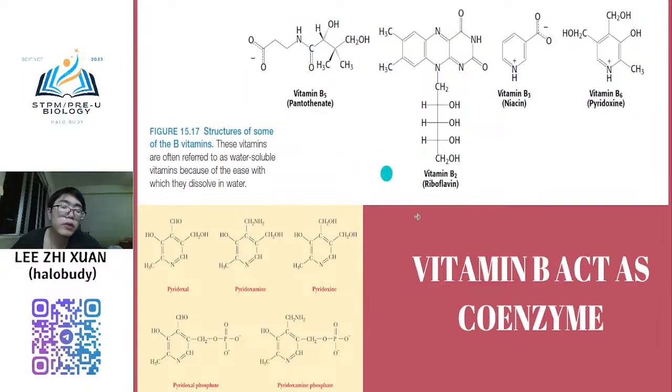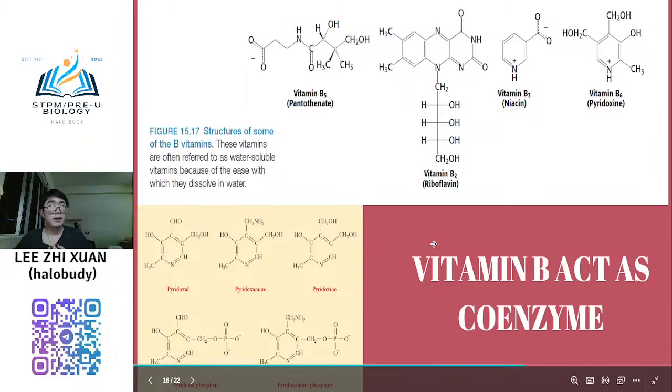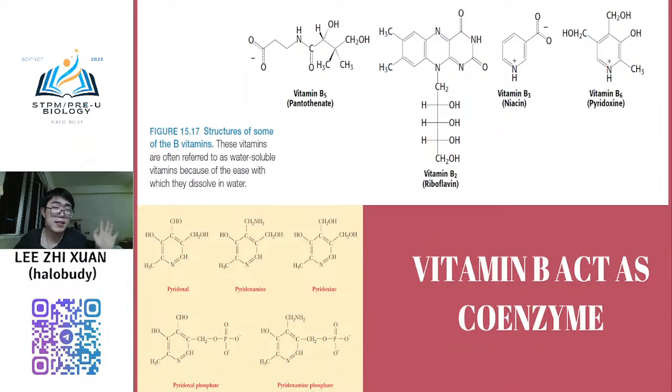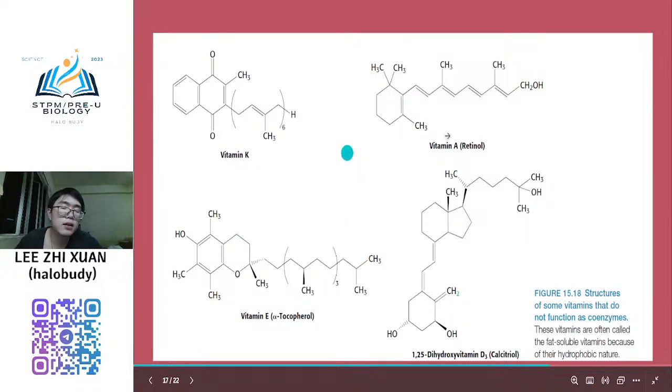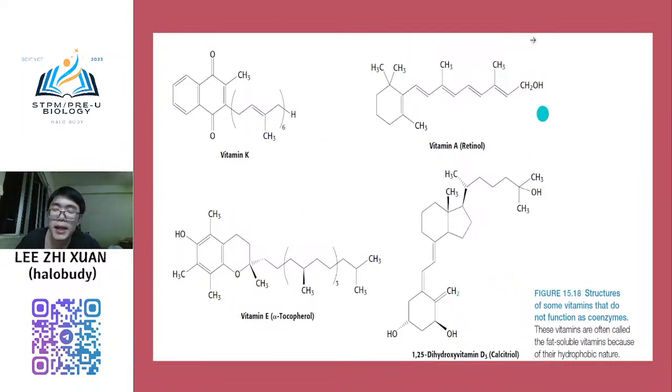Okay. So we know that vitamin B acts as the coenzyme. Only vitamin B. The other vitamins, A, C, K, D, E, do not get involved. Normally these are all vitamin B5, B2, B3, B6, and the others, all of them are responsible for acting as the coenzyme. And vitamin K, vitamin A, E, and also vitamin D, all of them are actually vitamins, but they do not play the role of coenzyme.